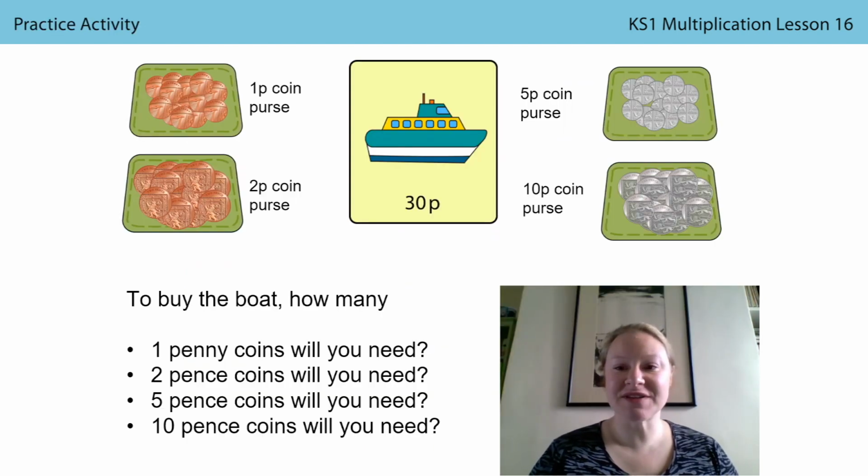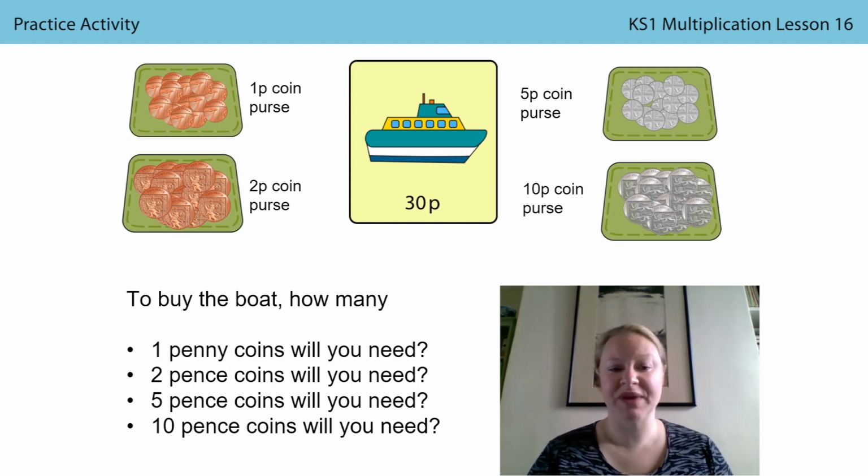So your practice activity for today's session looks like this. You are going to buy a boat which costs 30 pence. Okay, so a bit of a higher number. It costs 30 pence. You're going to do exactly the same as we've done during the lesson. You're going to practice buying it first of all with a 1-penny coin purse, then a 2p coin purse, a 5p coin purse, and a 10p coin purse. And I want you to discover how many 1 pennies you will need to buy the boat, how many 2-penny coins, how many 5-pence coins, and how many 10-pence coins you will need to buy the boat.